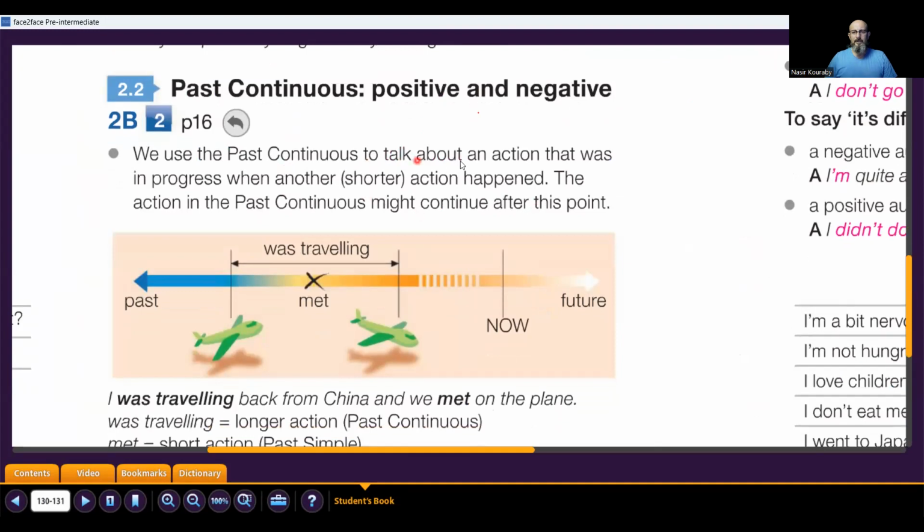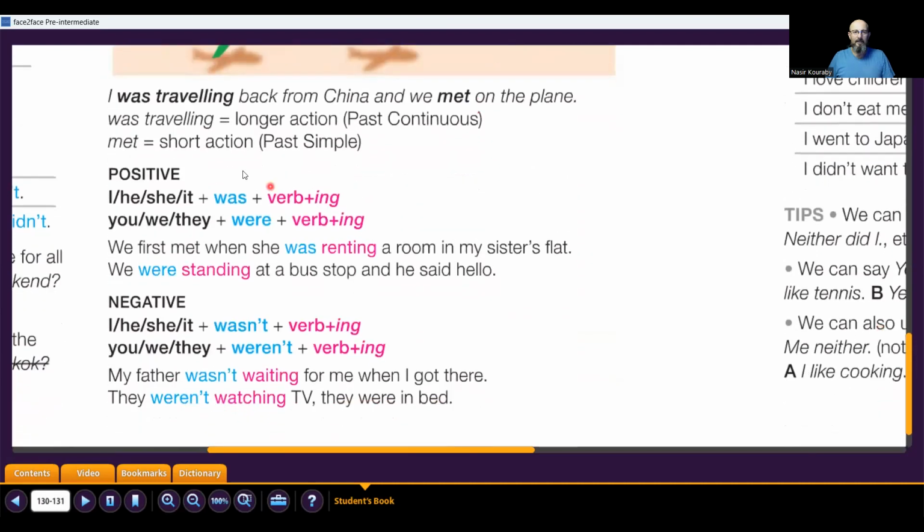So we use the past continuous to talk about an action that was in progress. That means continuous. Something was continuing when another shorter action happened. The action in the past continuous might continue after this point. Here we feel like past and future, was traveling from here to here, and met in the middle. So traveling was continuing and met happened in the middle. I was traveling back from China and we met on the plane. Was traveling, longer action, past continuous. Met, short action, past simple.